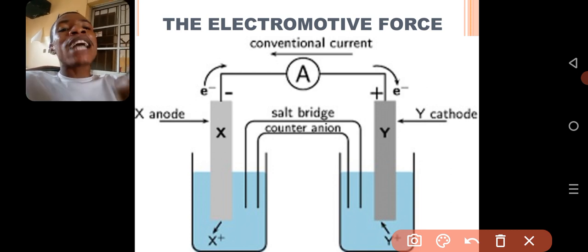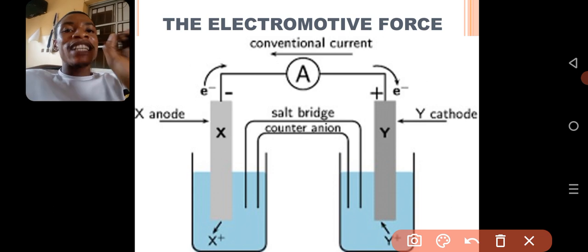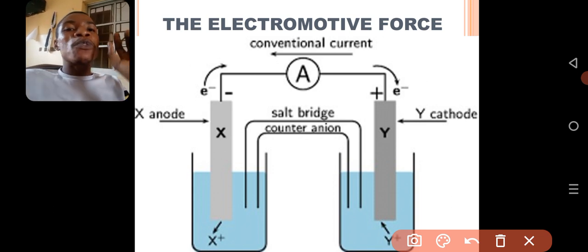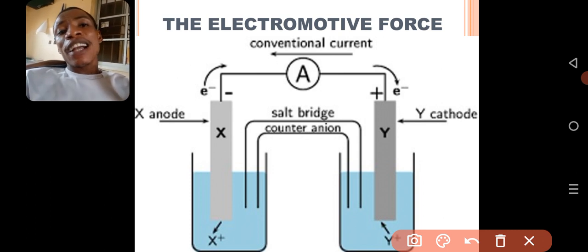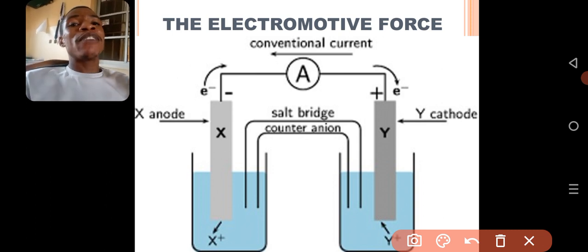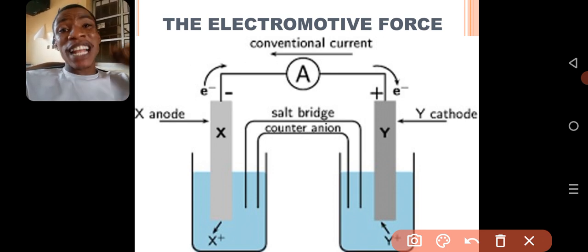If you use two metals with very close positions, the EMF will be small. But if you use two metals with positions very far apart in the electrochemical series, then you are going to have a very large electromotive force, that is, a very large potential difference between the two of them. That's number one, the nature of the electrode that you use.